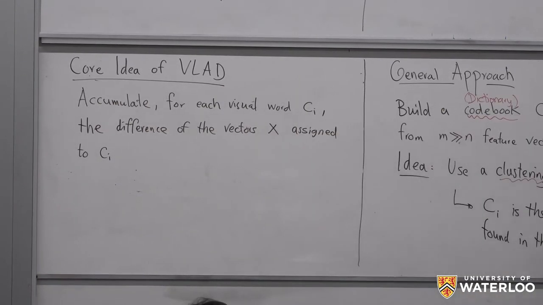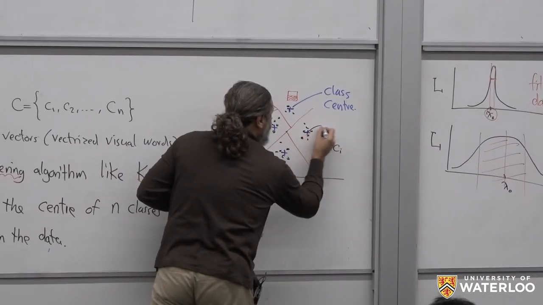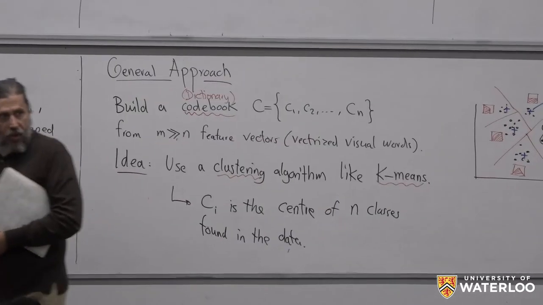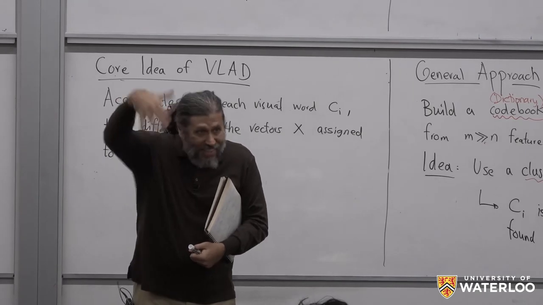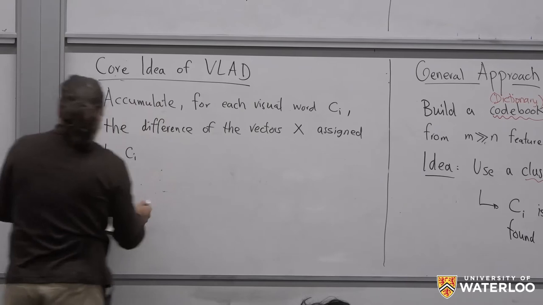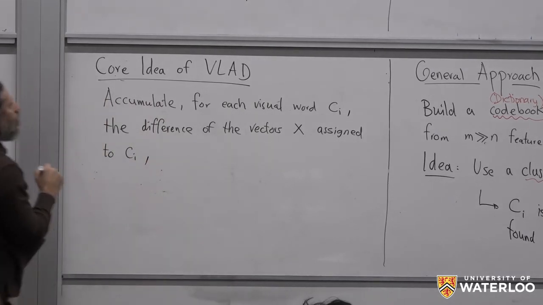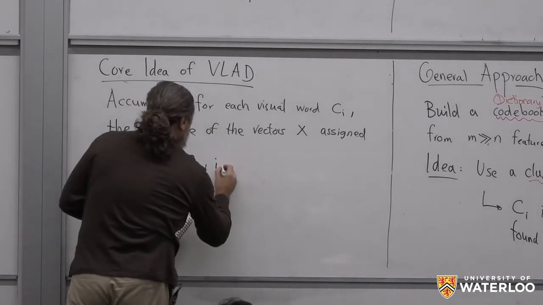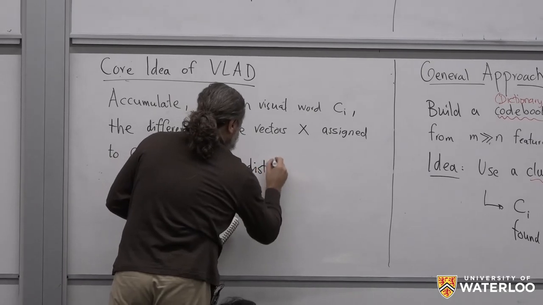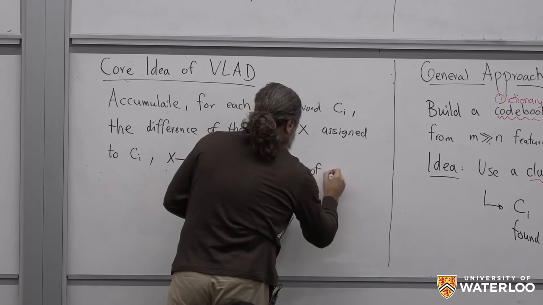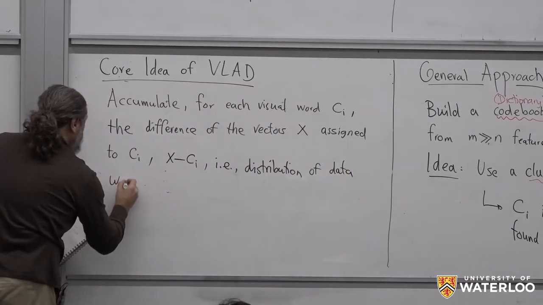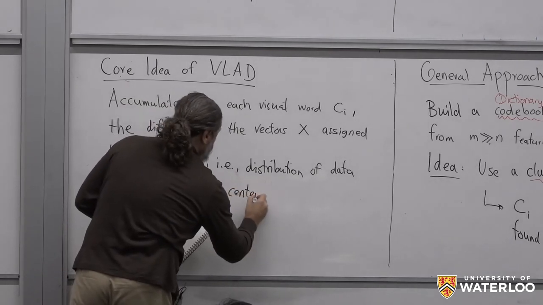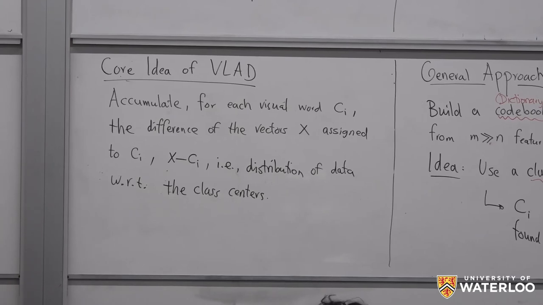So if each one of them is a Ci, there are many, many, so the blue one is the Ci, but there are many, many others, right? Which are other x's. So there are many other vectors assigned to that class center, to that prototype. So accumulate for each visual word Ci the difference of the vectors x assigned to Ci, which is x minus Ci. In general, the distribution of data with respect to the class centers. So we accumulate the difference to the class center.